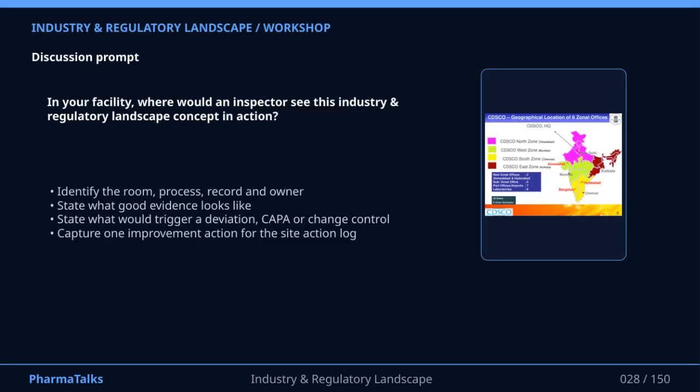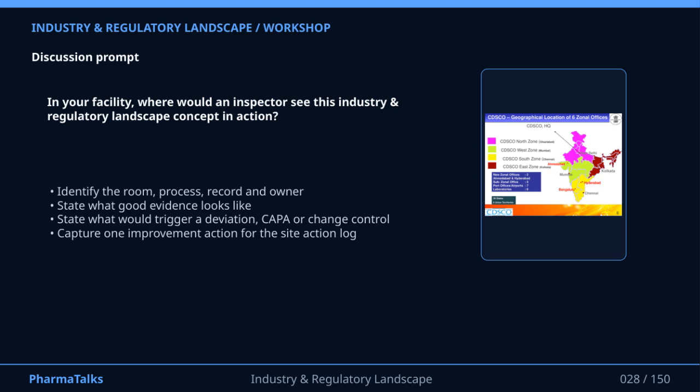Now, let's dive into the discussion prompt for this workshop on the industry and regulatory landscape. Think about your own facility and consider where an inspector might actually observe this concept in action. Which specific room or process would they see? What records would be available to support compliance? And who would be responsible for them?